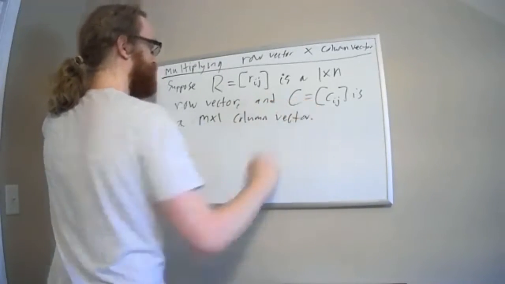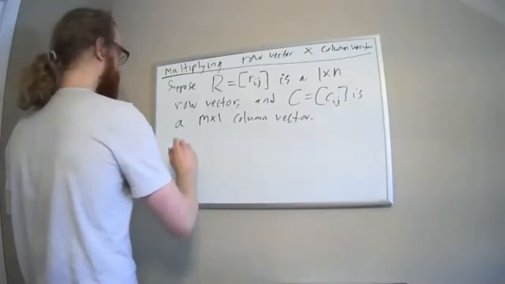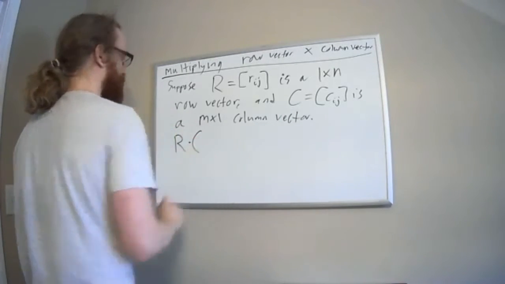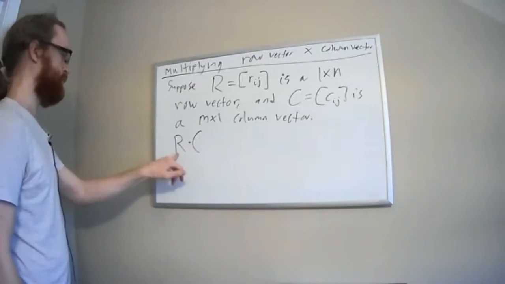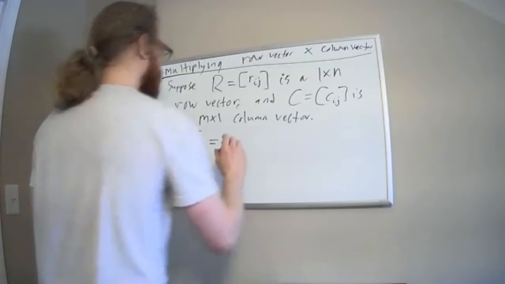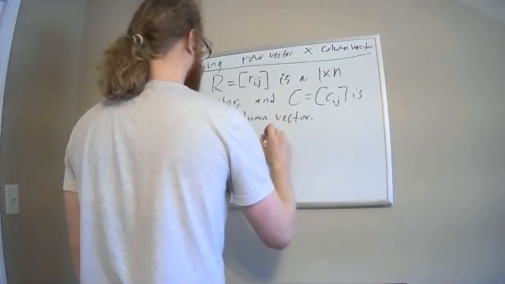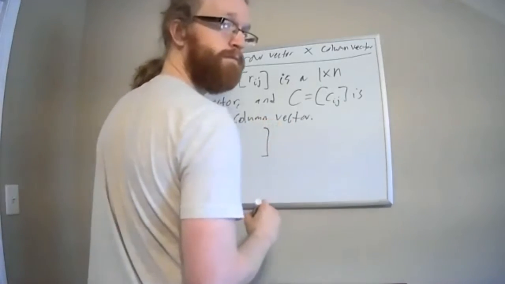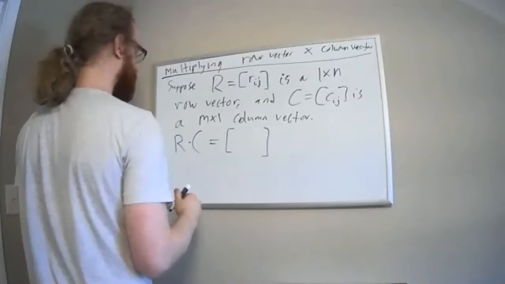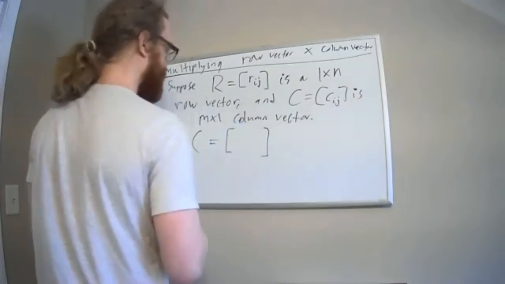So we'll just start with these assumptions. I just have a row vector and a column vector. Then to multiply them, R times C, row vector times column vector, is the following matrix. This is a matrix where the entries are the following.